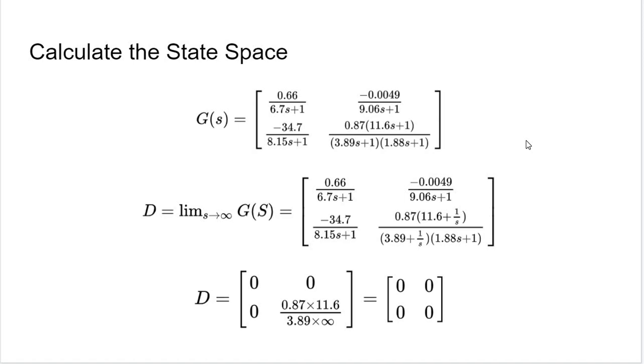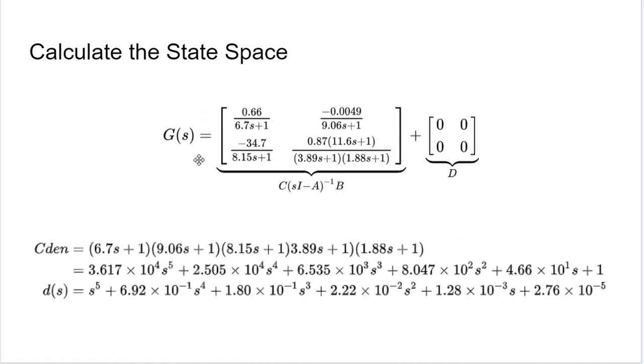So as the first step, I had to calculate the state space system of this Laplace domain system. Once I take the limit as s goes to infinity, I get D as a 2 by 2 zero matrix, and then the system can be written in this form, and my common denominator would be something like this. And these are the values that I got for my common denominator.